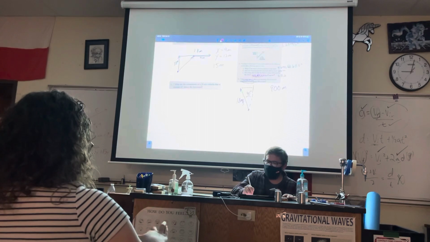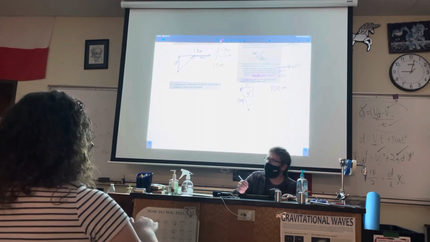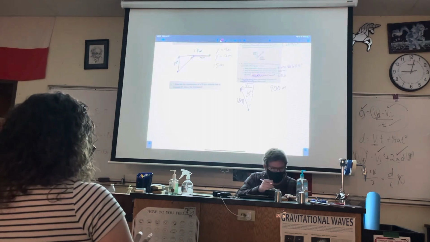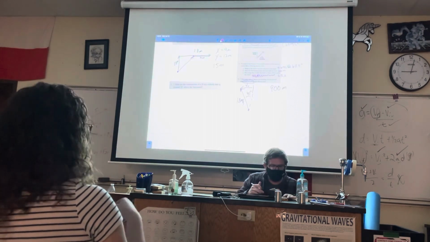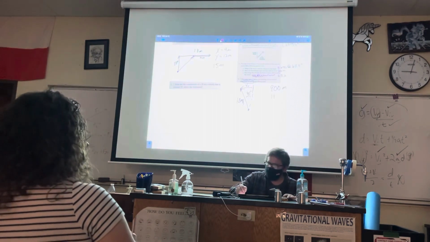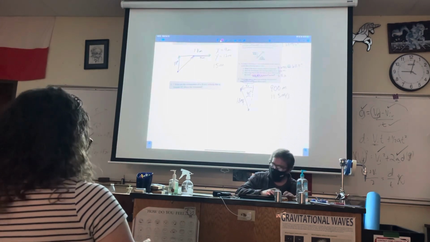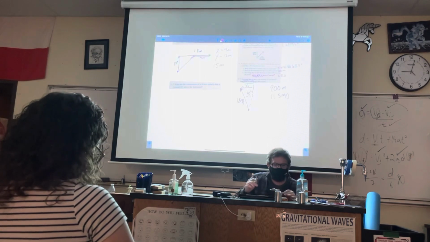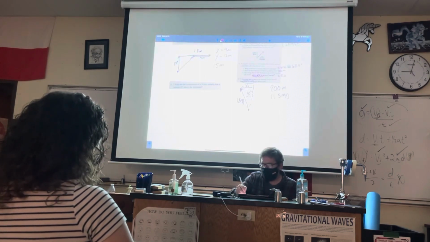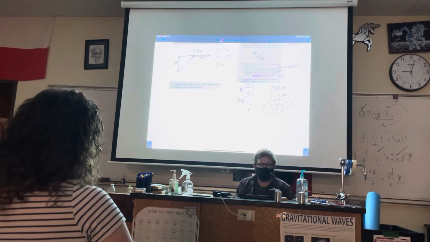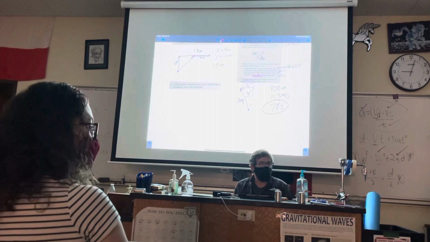If I need this vector, which one would I use? I'm going to use sine in this case, 18 sine 40. So I'm going 900 meters at 11.5 meters per second. It's going to take me 78 seconds to get there. Could you do 18 cosine of 50? You could. It should give you the same thing.